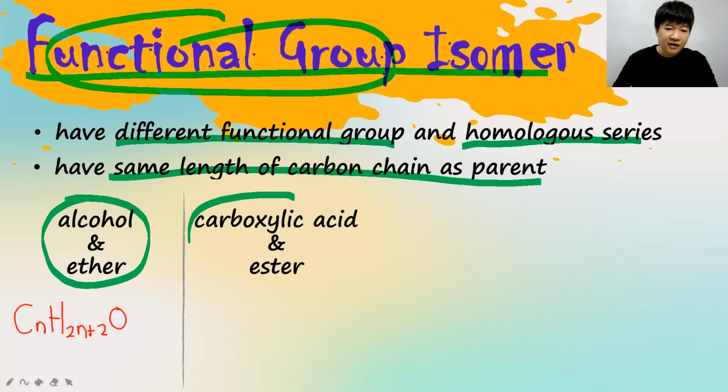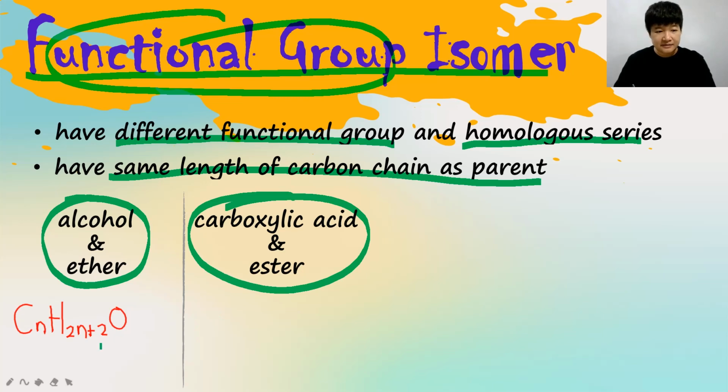Next, we have carboxylic acid and ester. Same thing. Why will carboxylic acid and ester be a pair of functional group isomers? Same reason, because they share the same general formula. That's why they will have the same molecular formula. The number of atoms in carboxylic acid and ester can be the same, but the arrangements are different. Carboxylic acid and ester, the general formula is CnH2nO2. That is the general formula of carboxylic acid and ester.